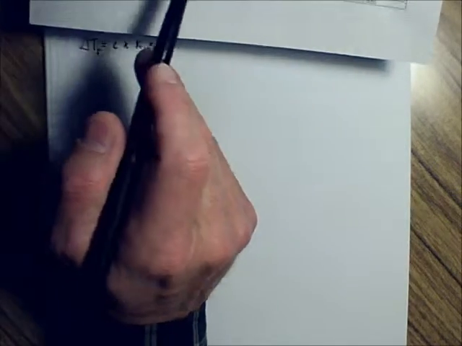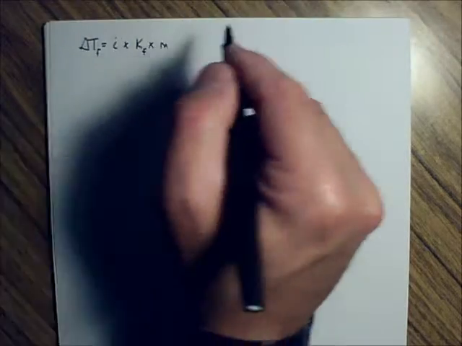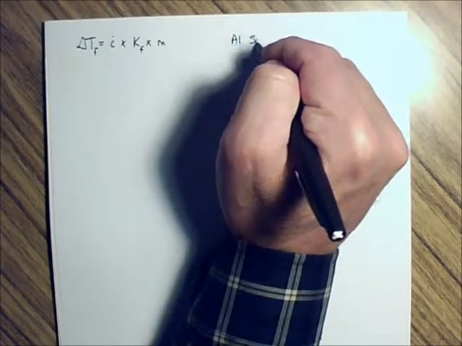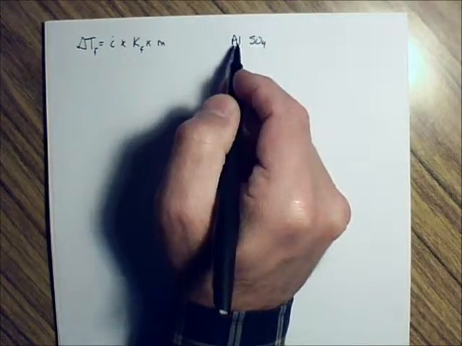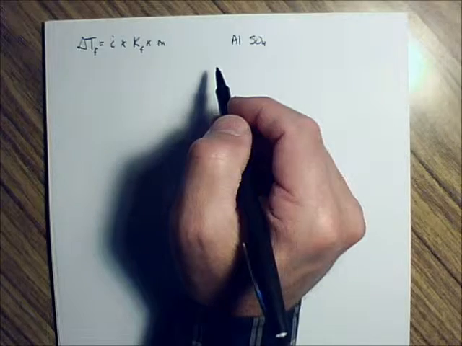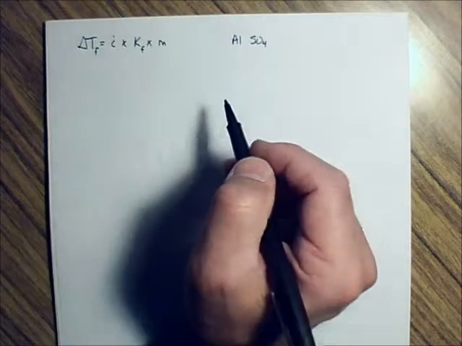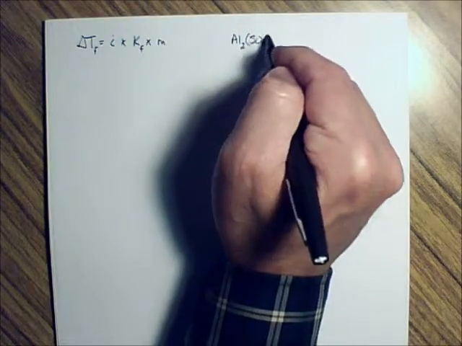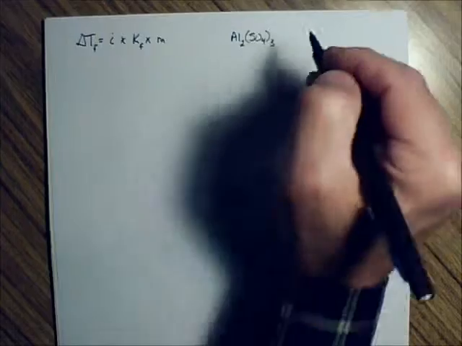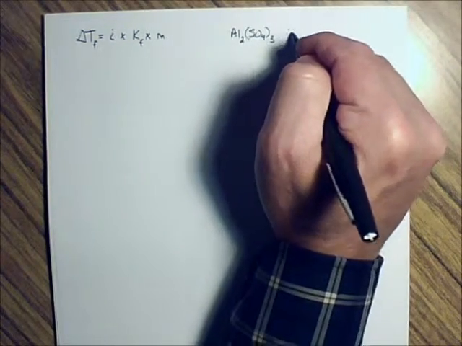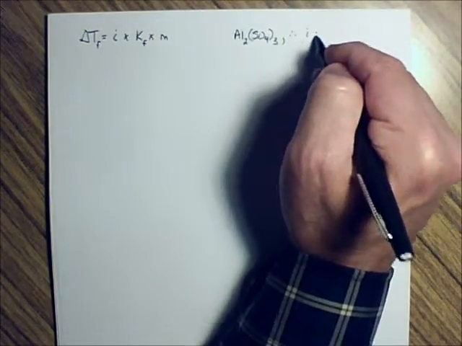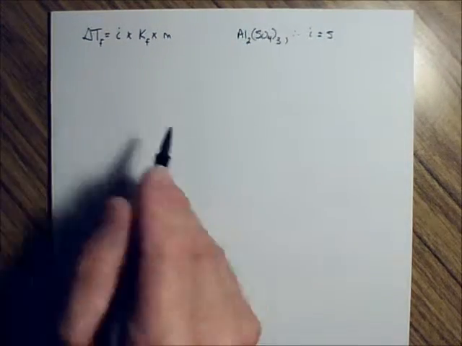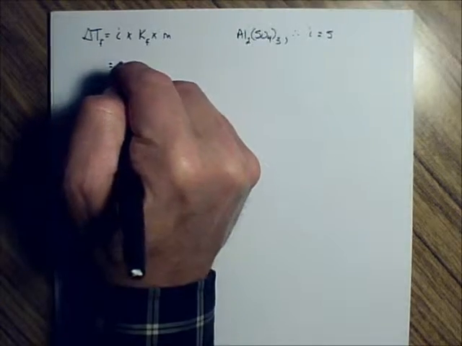All right, we're going to look at this solution here, aluminum sulfate. And aluminum has what kind of charge on it? 3 plus. And what about sulfate? 2 negative. So we have to have 2 of these and 3 of these, which means that therefore i equals 5. All right, so i is 5.